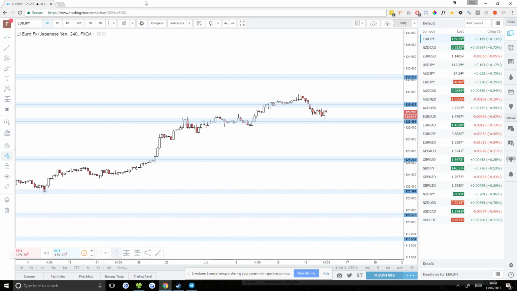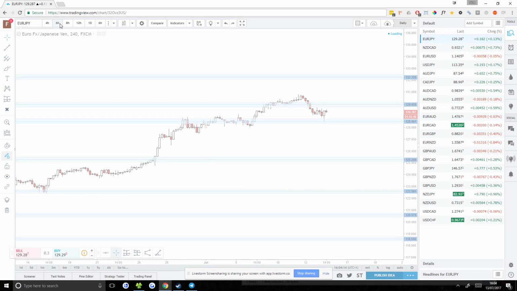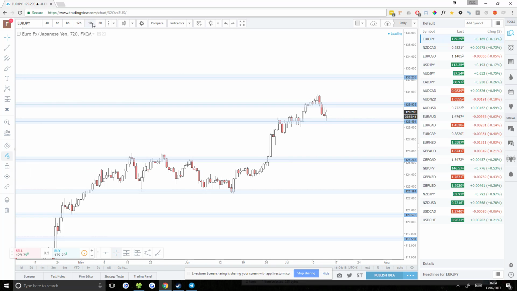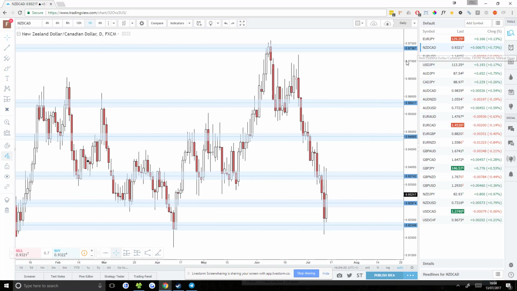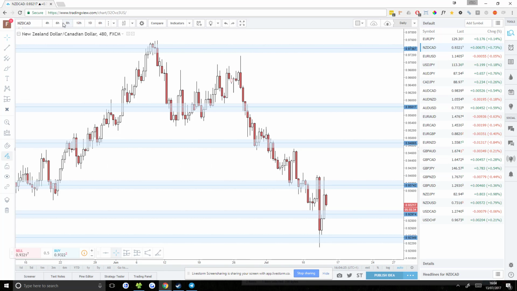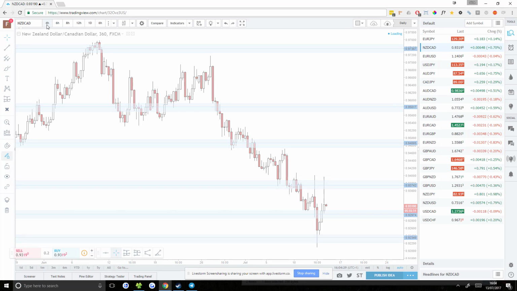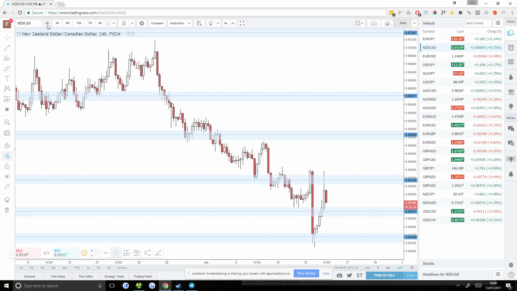All right, we're starting with the Euro JPY. There's nothing really much going on here. It's just kind of stuck in between support resistance areas right now. Let's take a quick look at New Zealand CAD. I don't know why these are at the top of my list, actually. New Zealand CAD in particular. Yeah, nothing going on there.